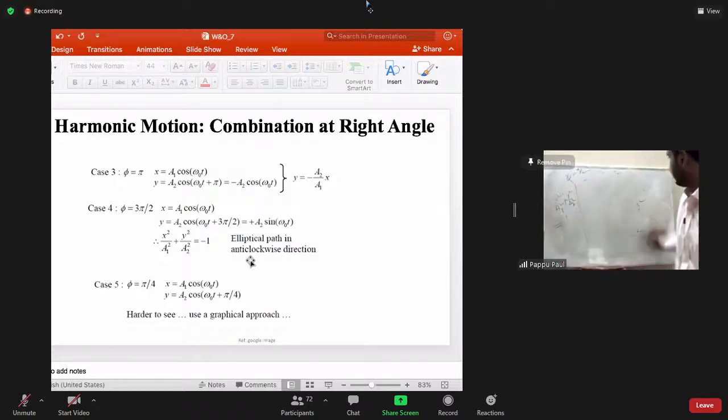Okay, then I will move back and I will consider this case, where our x is equal to what?